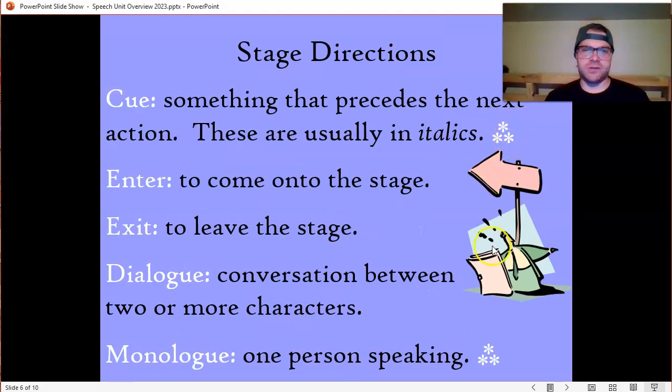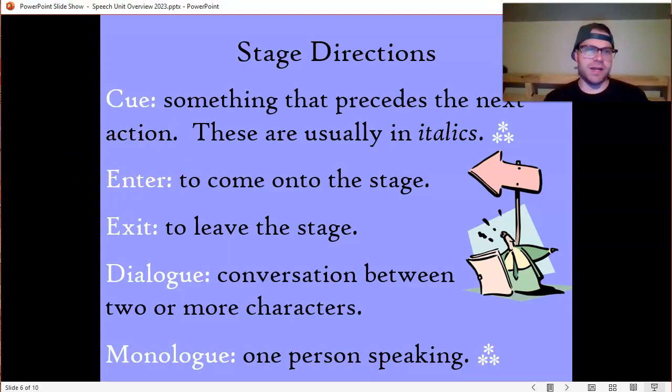Some more important terms, there are 2 of them on this slide that are crazy important for us. For one is cues. Cues are probably going to be rather new as we are diving into scripts these next couple of days here. Cues are usually in italics when you're reading a script. What cues do is they are just something that precedes the next action. They actually tell actors what to do rather than what to say. So cues could tell actors how to deliver a specific line. They might give actors a spot to go to on the stage. It might tell them to do a specific action and so on.